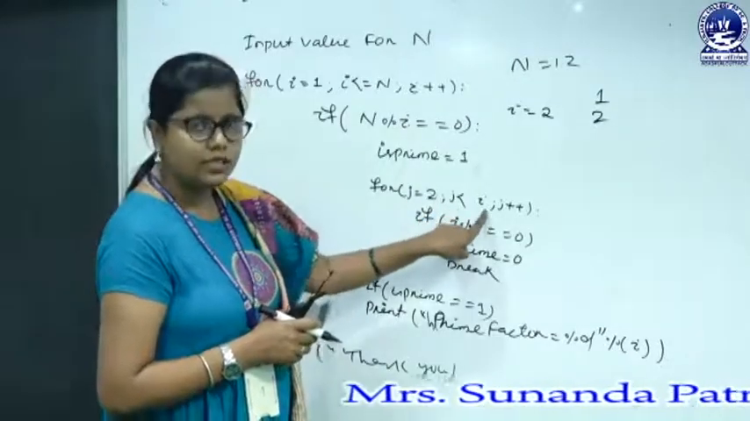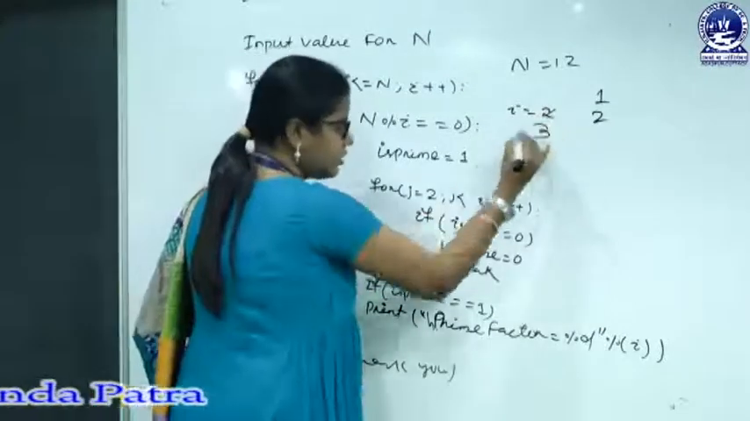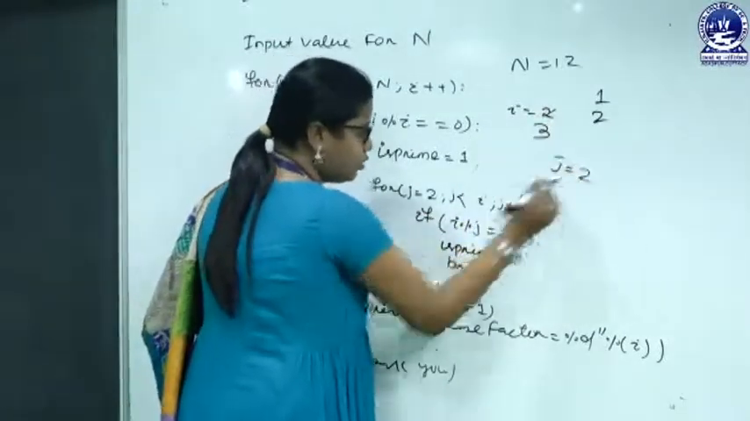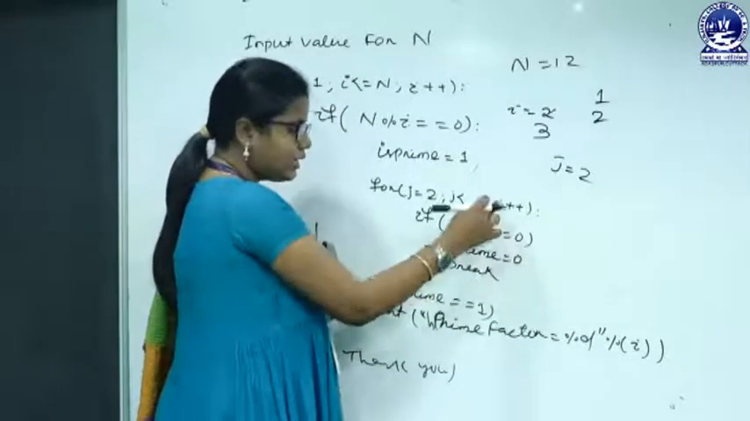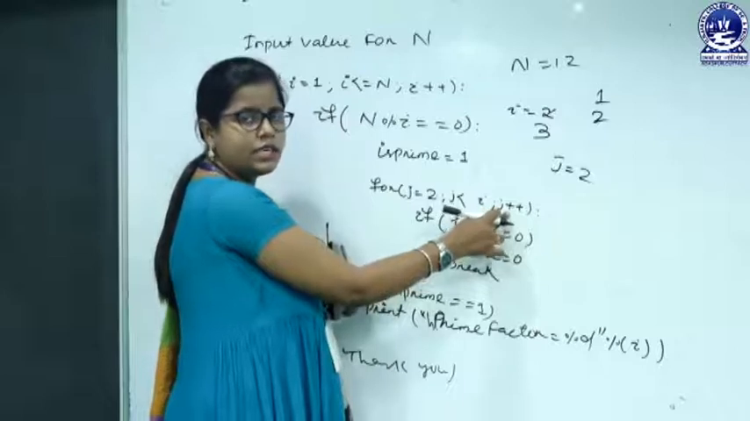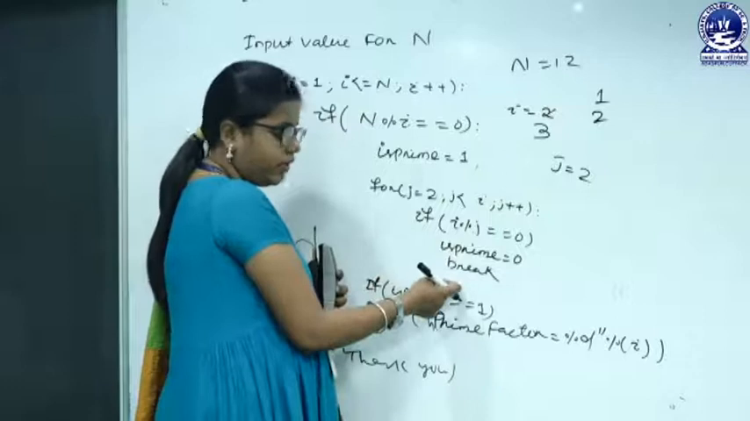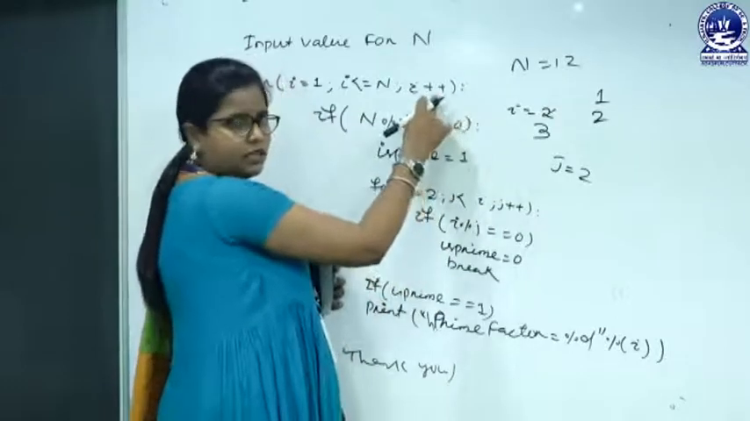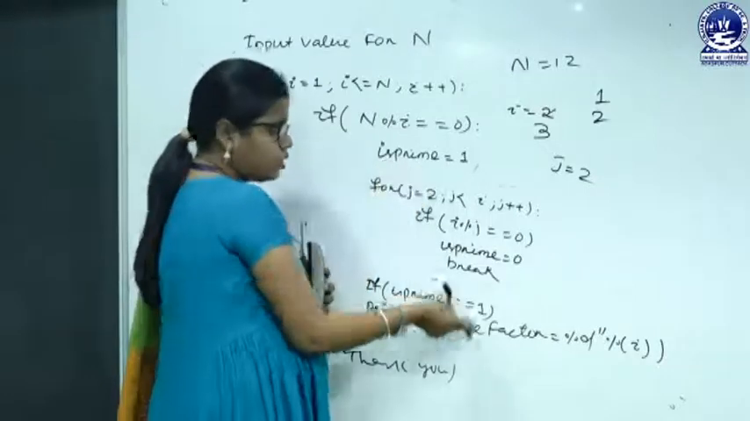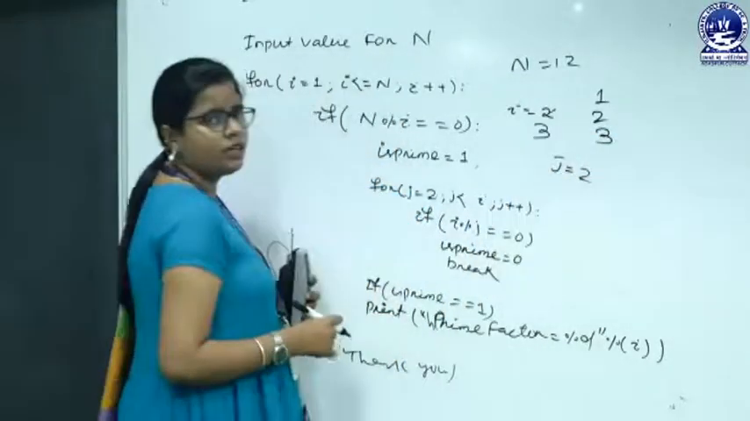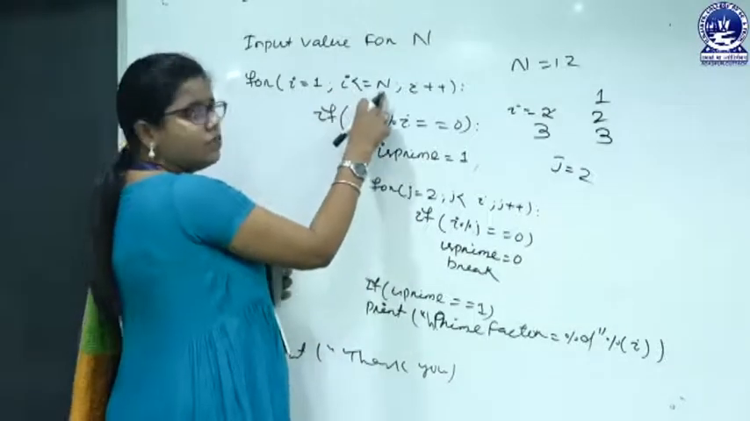2 less than 3, true. Then we will go here. So I value is what? 3. J value is what? 2. 3 modulo 2 equals to 0? No, it is false. Then we will go here. J plus plus. J will be 3. 3 less than 3, condition false. Then we will go here. Is prime equals to 1? Yes, it is 1. So it will print 3. Then we will go for 4. So 4 less than 12, true.